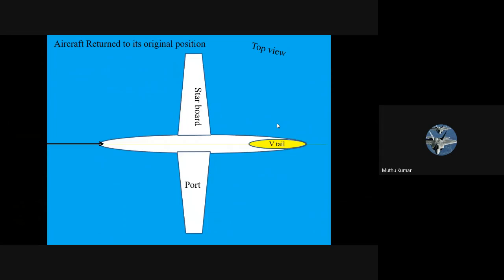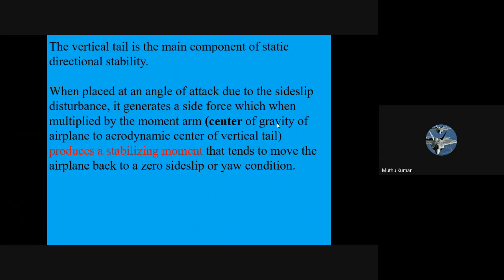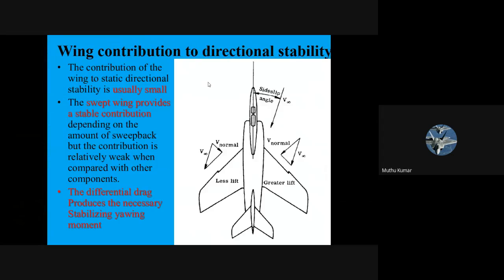So directional stability is ultimately provided by the vertical stabilizer. So if somebody asks you why there is a vertical stabilizer, it is to provide directional stability. So that's the main component. Okay. So how does the wing contribute? Not a rectangular wing, a swept back wing. A swept back wing gives a little bit of directional stability.